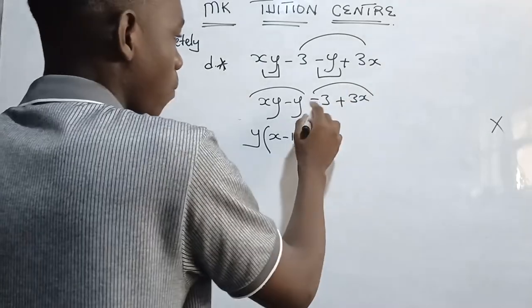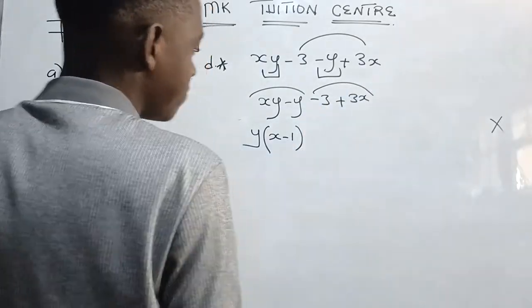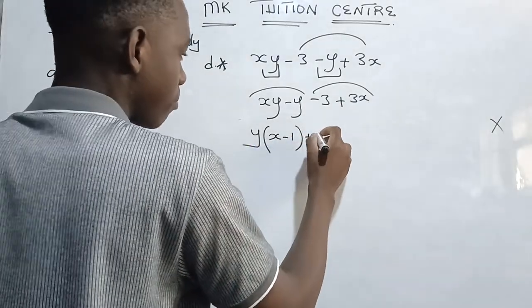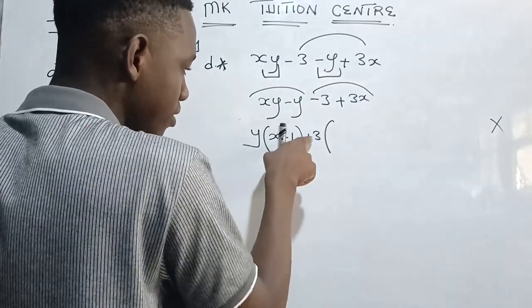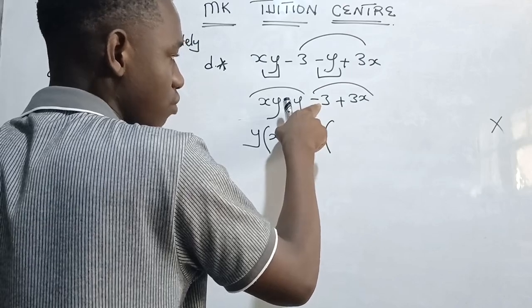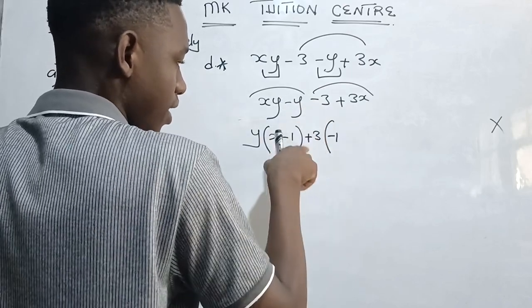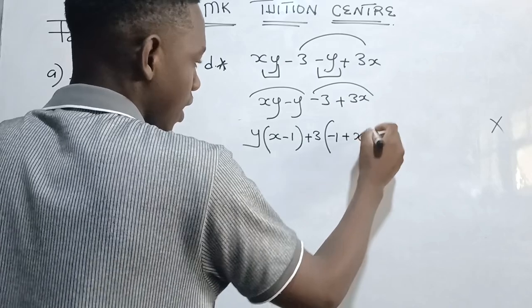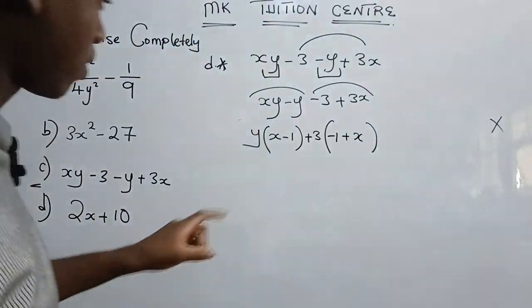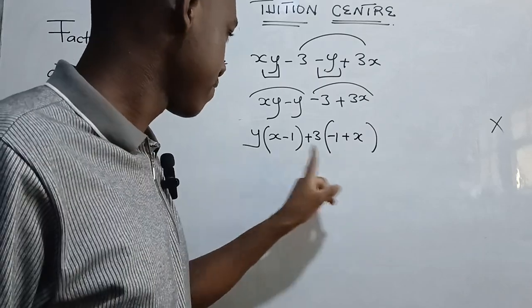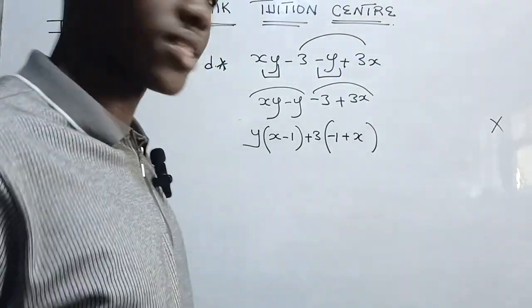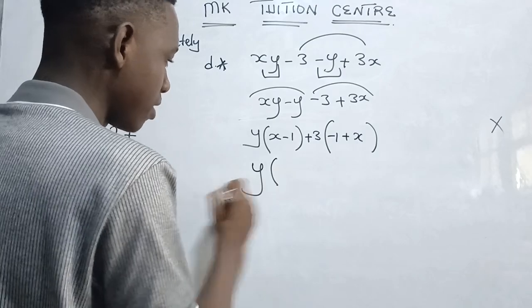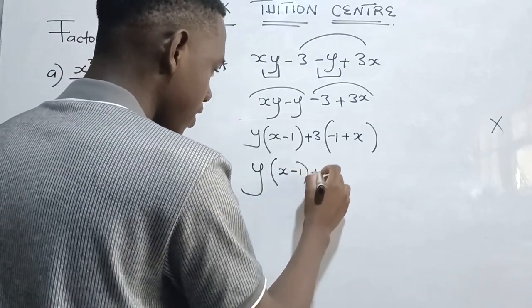Let's come to this side. What is common here? Let's pick positive 3. So positive 3 is common. Positive 3 into negative 3 will give us negative 1, and positive 3 into 3x will give us positive x. Now if you have a look at what is inside here, these two are just the same, they're just not in order. So we can write them as x minus 1 plus 3.